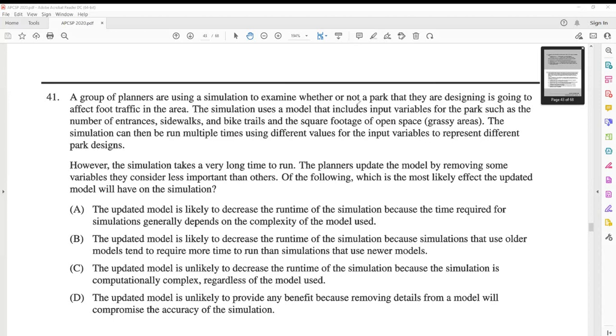So originally you have some simulation. Now you put a parameter there. The planners update the model by removing some variables considered less important than others. So that's the update. Basically, it makes the model easier. So the runtime should decrease. So I think A is the answer for 41.